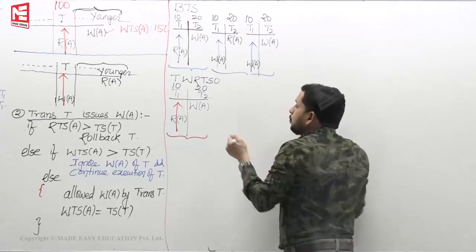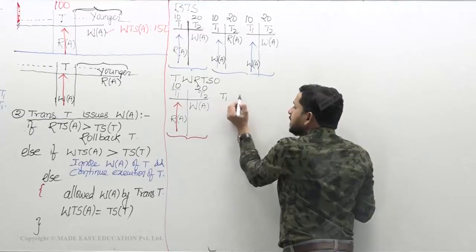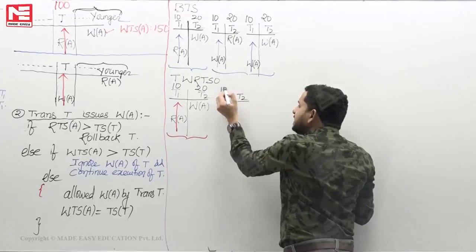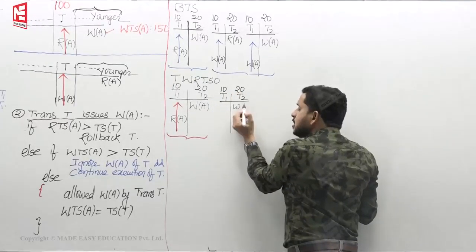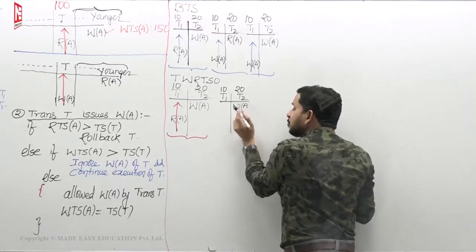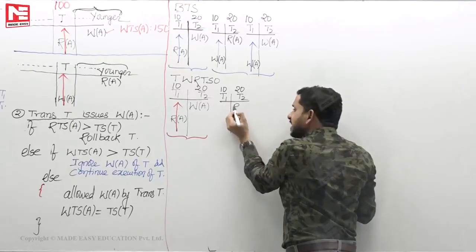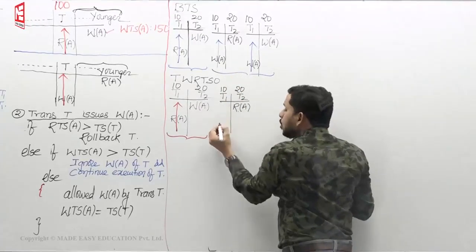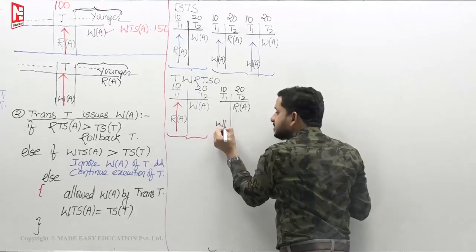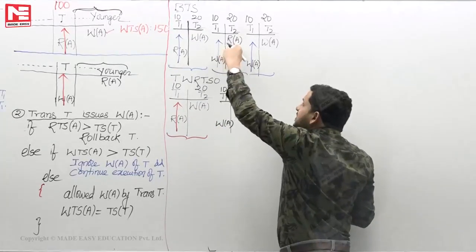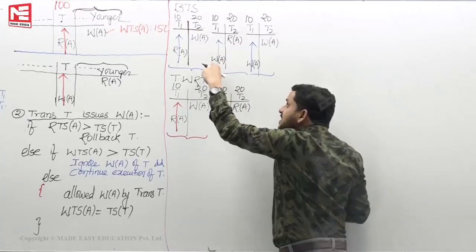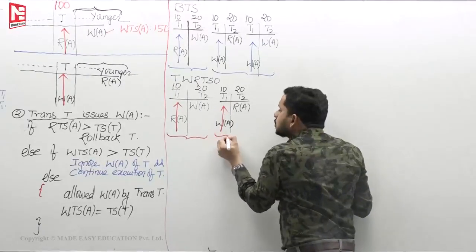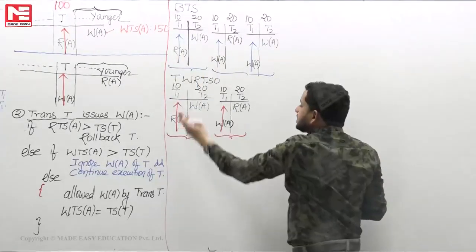Okay, then one more possibility, T1 and T2. If the younger transaction already reads the data, and then the older transaction requests for write, this is the second case: the younger transaction already read the data, the older transaction requests for write, and this write request of T1 also rollbacks. These two rollbacks are the same.